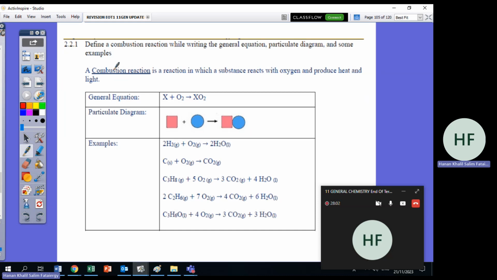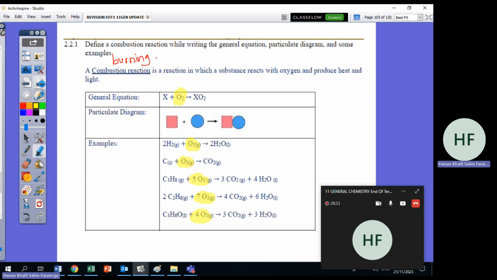The first one is combustion. Combustion reaction is very easy. Combustion means burning. Okay, what helps things to burn? Oxygen. Once you see oxygen in the reactants, this means the reaction is a combustion reaction. Let's see the examples. Look here, this is oxygen. Here, oxygen. Also oxygen. So whenever you see oxygen in the reactants, this is a combustion reaction.